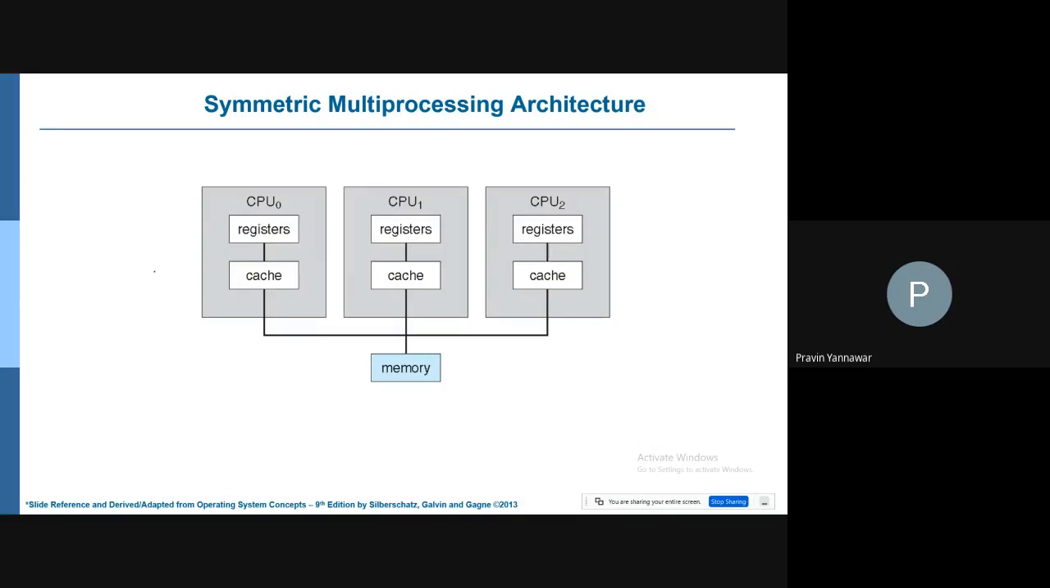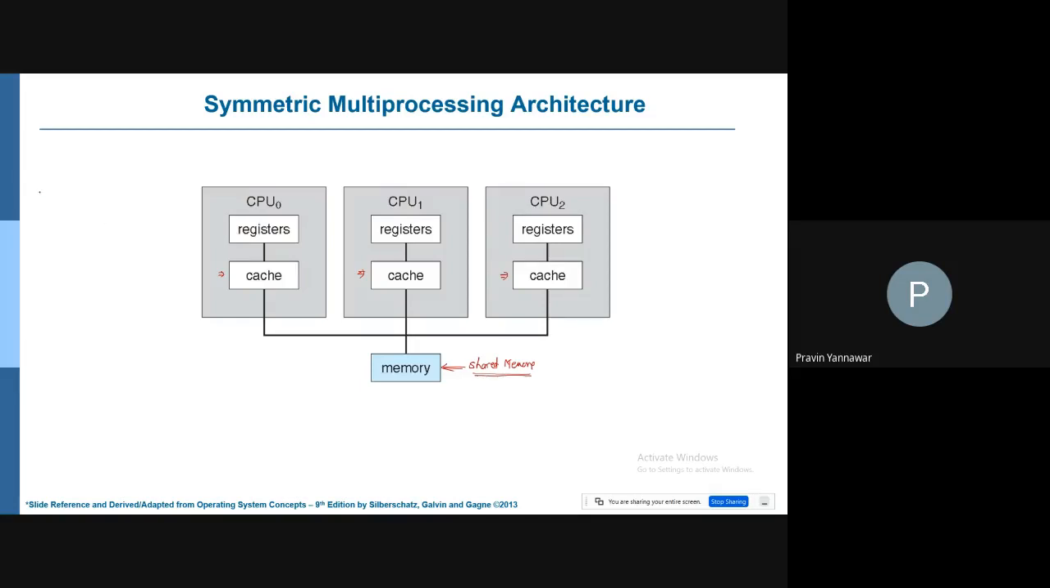Let's go to the next. If you look at this multiprocessing architecture, you will find CPU 0, CPU 1, CPU 2. With each CPU, we have learned that there are some registers and a cache. So with each CPU we have a cache memory, and this particular memory is a shared memory. This is the common memory between all. This is the general multiprocessing architecture.